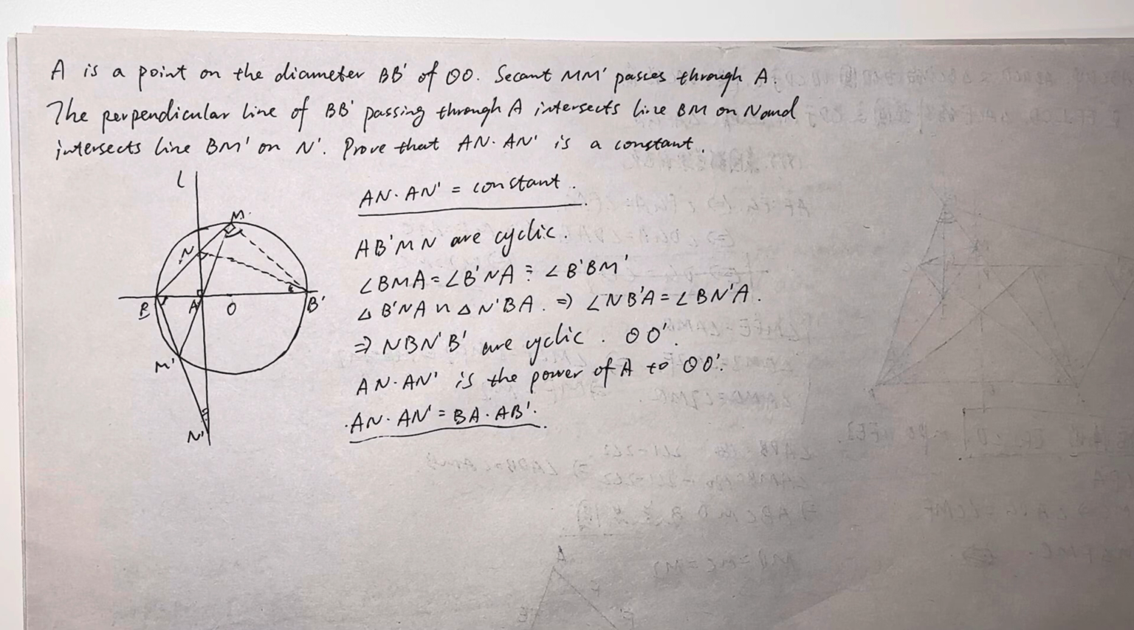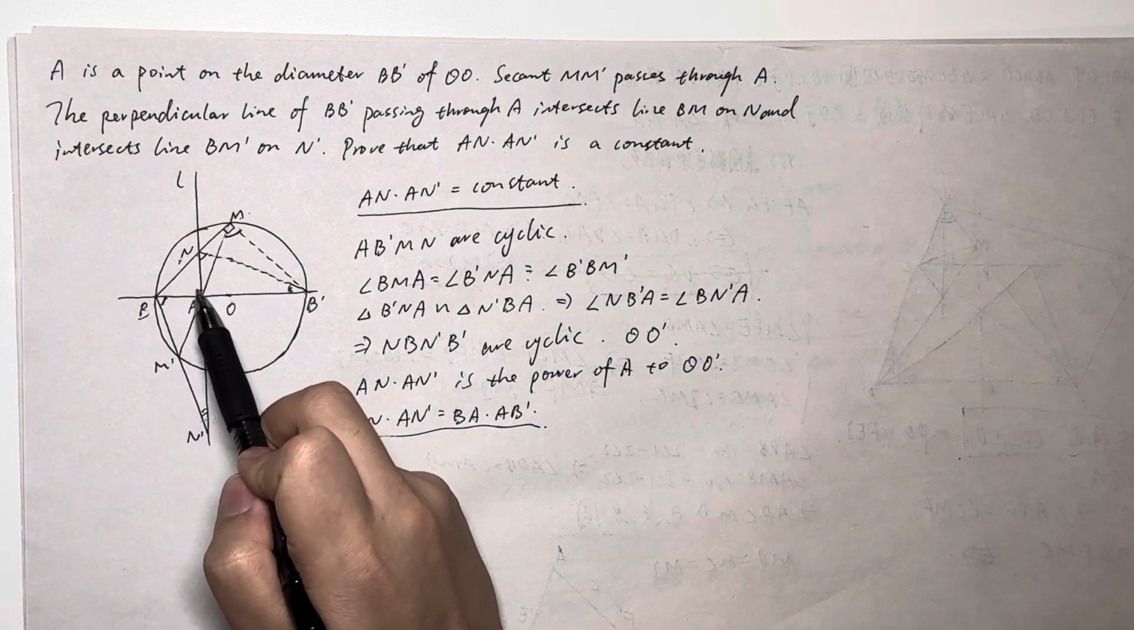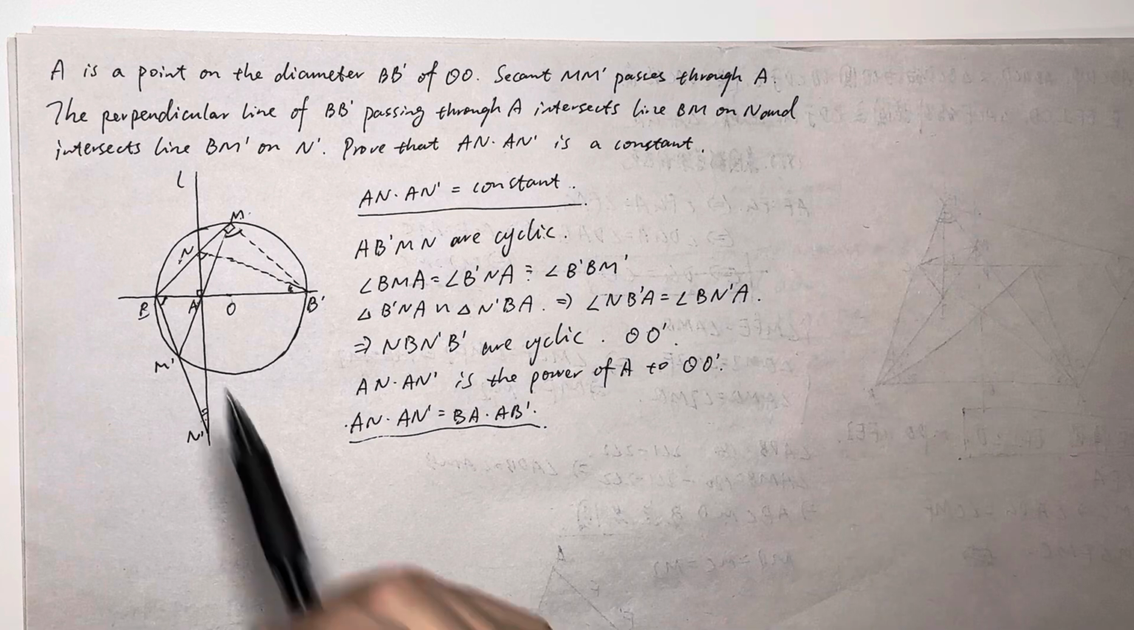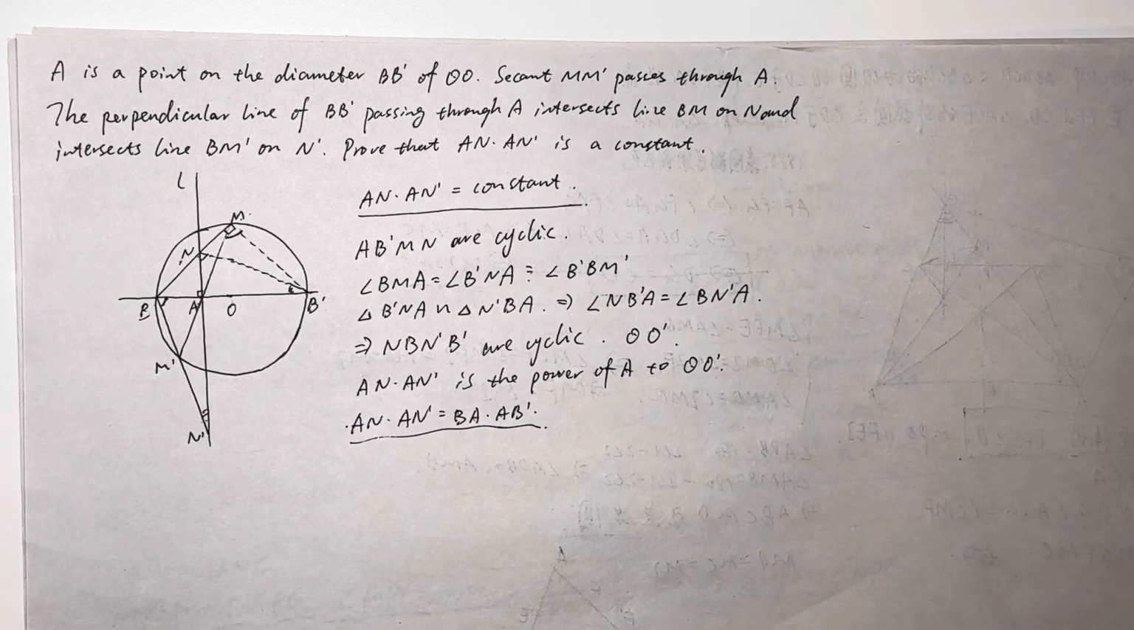Okay, this problem is not a very difficult one. It just reminds us that once we see this condition, the perpendicular, we definitely need to find another perpendicular or another 90 degree angle to give us more information.